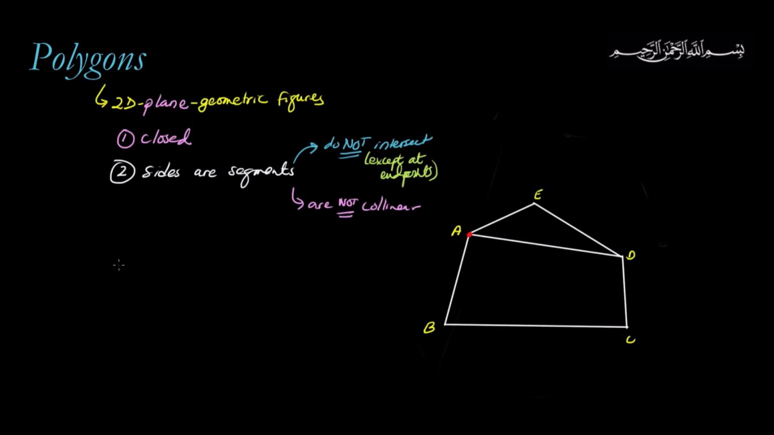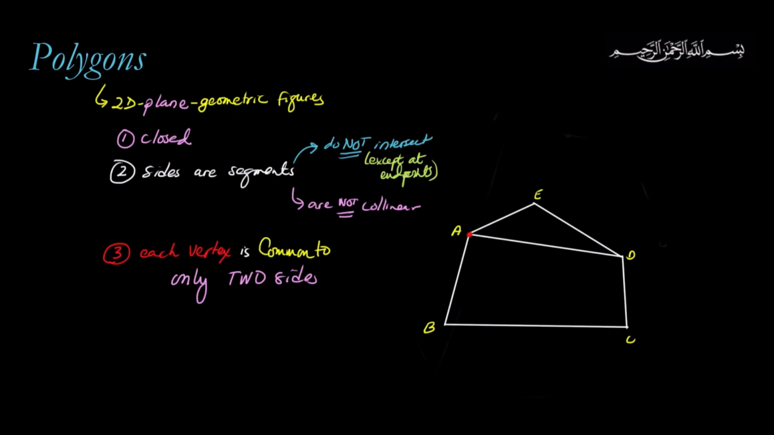Okay. So here's rule number 3. Each vertex is part of, is common to, we can say more fancy, each vertex is common to, I mean belongs to, only two sides. Okay, so here this vertex is common to this side and this side, and therefore it is not a polygon.